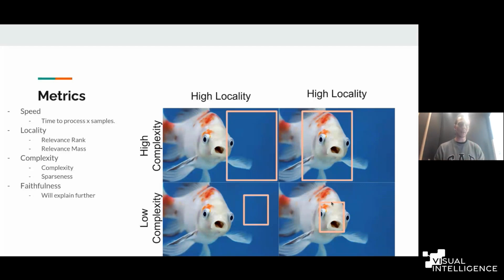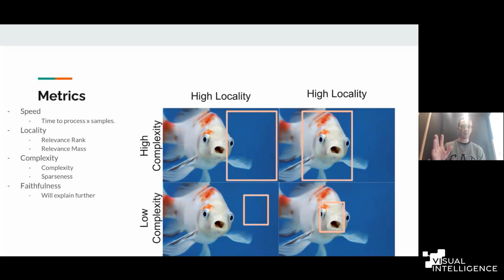Now, it should be noted that locality especially is a little bit of a weird thing, because what we're essentially saying is we want the explanation to be what we as humans expected, but that doesn't necessarily mean that's what the models actually use. So in some way, locality is a little bit biased. The reason we did this is that at the time of writing our paper, there weren't really any good ways to measure faithfulness, which is the fourth category. I will get back to that further.